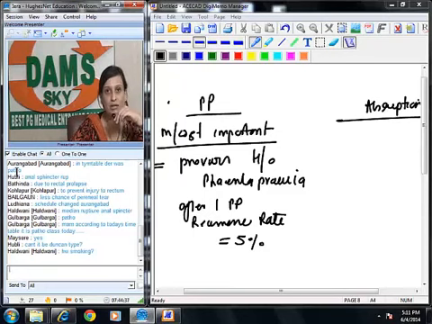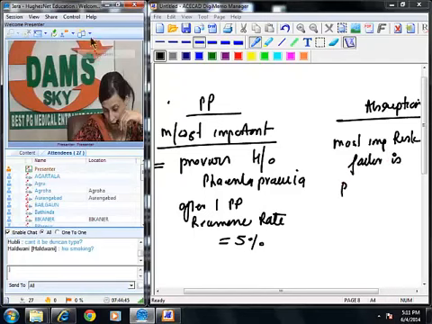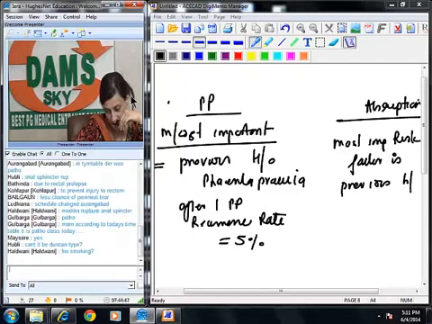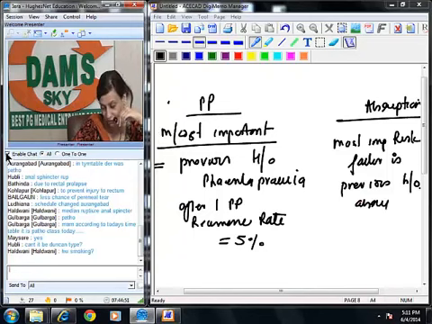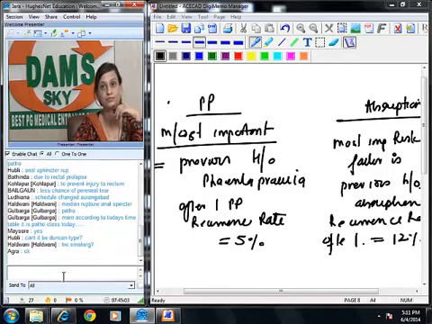Whereas if you talk about abruption, again the most important risk factor is previous history of abruption, just like for placenta previa. But here, when you talk about the recurrence rate, it is much higher. The recurrence rate after one previous abruption is going to be 12%, right?